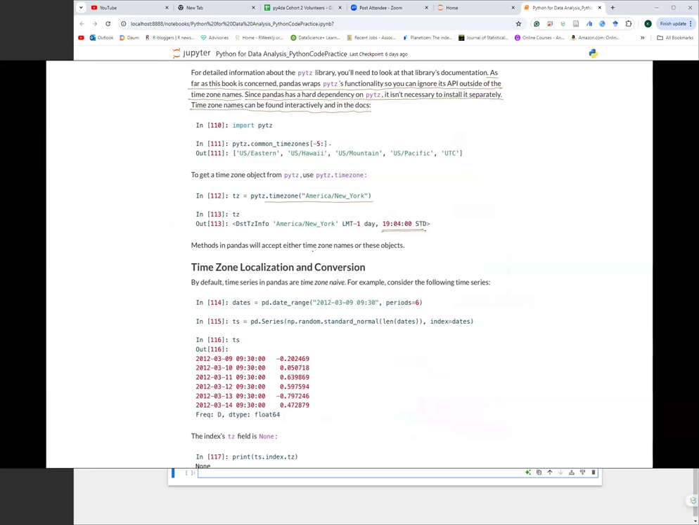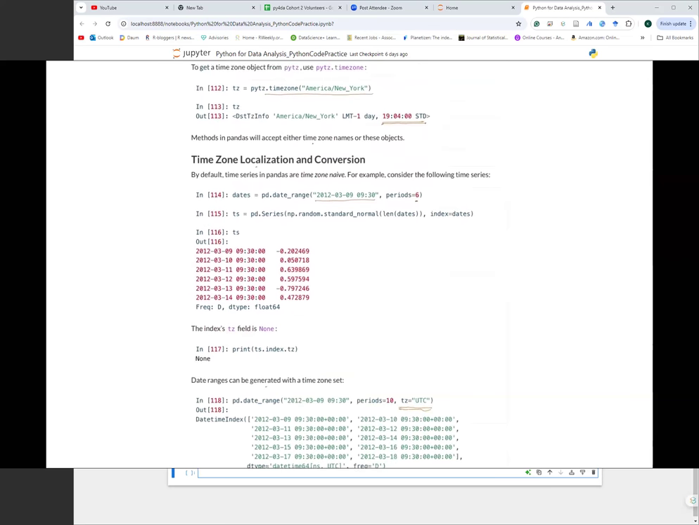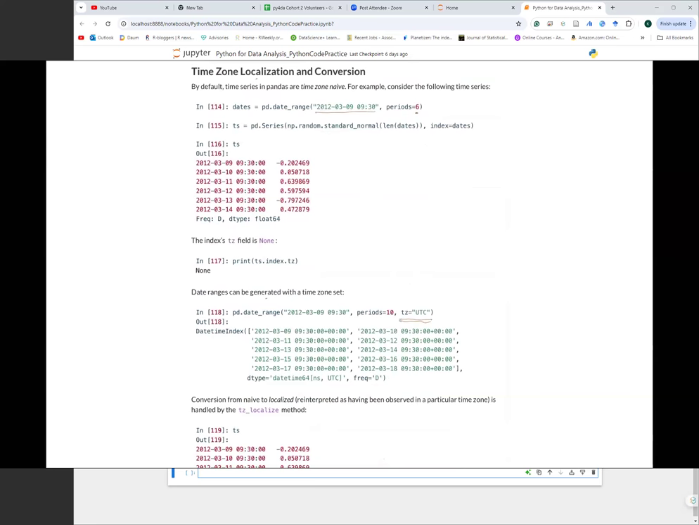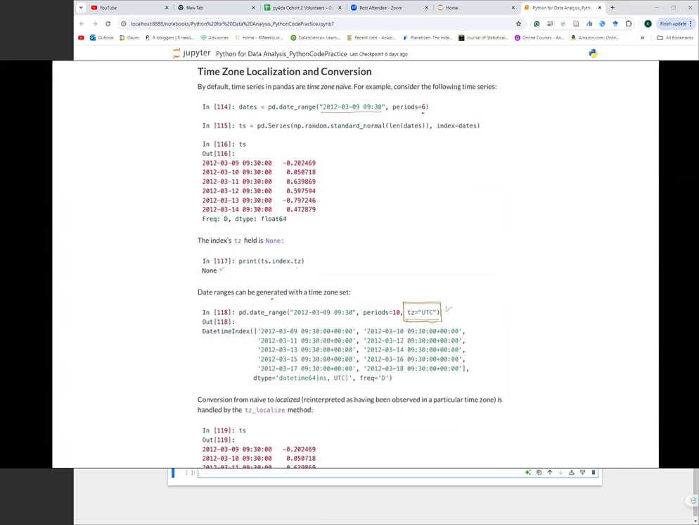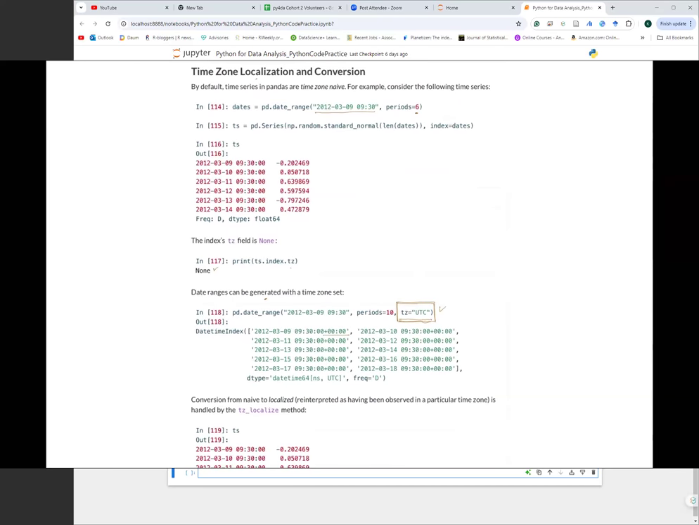We also try to do time zone localization and conversion. For example, if we have this time set with a period of 6, we can print the time zone index. We don't have any time zone index right now, but date ranges can be generated with a time zone set. If we set up this Coordinated Universal Time zone, then all of these time zones are going to be converted into the standardized time zone, which is UTC.